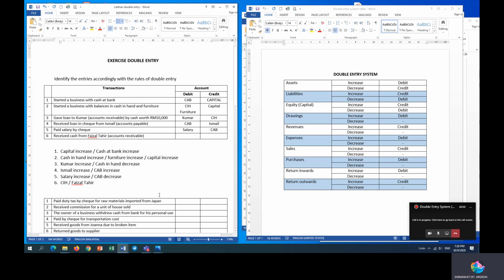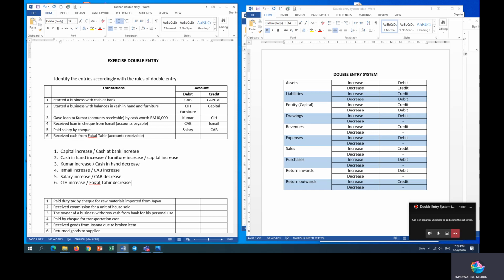So, when you receive cash from Fazal Tahir, it means that your cash in hand increases. Terima duit daripada Fazal Tahir kan? So, duit awak bertambah lah. Kemudian, Fazal Tahir sebelum ni adalah account receivable kita, penghutang kita. Jadi bila dia membayar hutang pada kita, maka hutang dia berkurangan. Okay, so Fazal Tahir decrease.